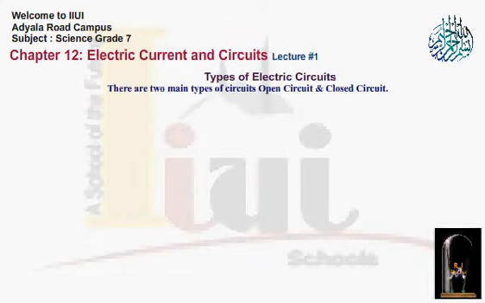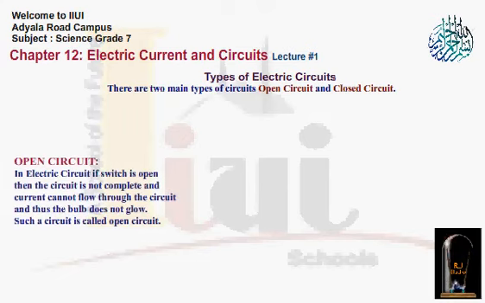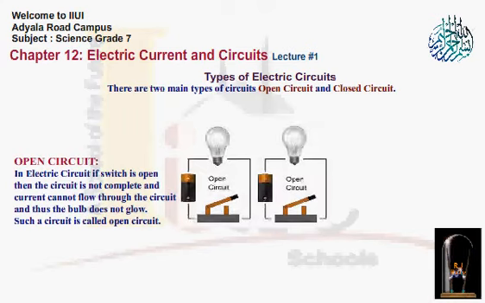Types of electric circuits. There are two main types of electric circuits, open circuit and closed circuit. Open circuit. In an electric circuit, if the switch is open, then the circuit is not complete and the current cannot flow through the circuit, and thus the bulb does not glow. Obviously, when the current is not available, how can the bulb glow? So such a type of circuit is called open circuit.